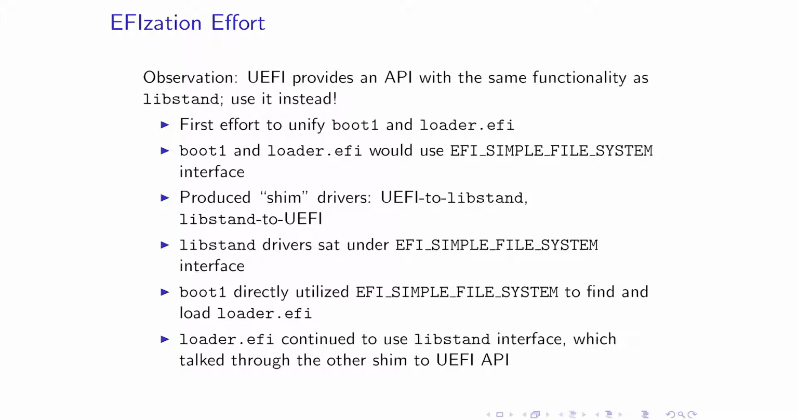I found you couldn't completely remove the libstand interfaces. They're too deeply embedded in everything, and it would be quite a bit of work and probably not worth it to pull those out. So I created basically two shims. One converts the EFI simple file system interface into the libstand POSIX-like interface, and the other one goes the other direction. And the idea is that loader and all of its existing code continues to think it's using libstand. It's really talking through these shims down into EFI.